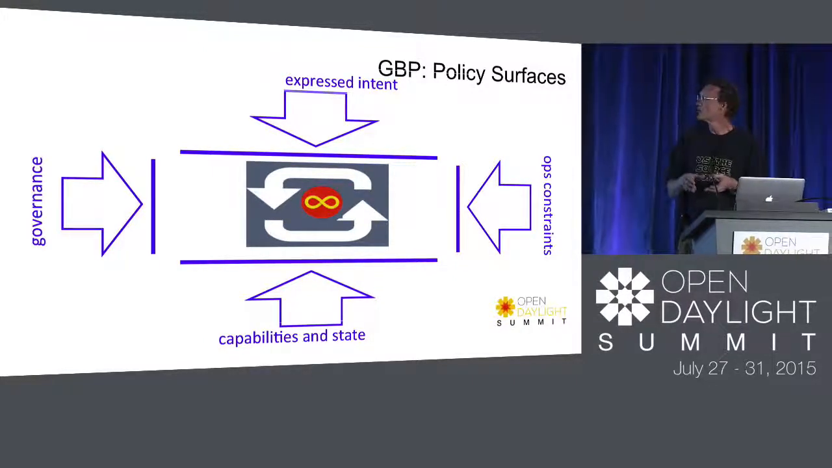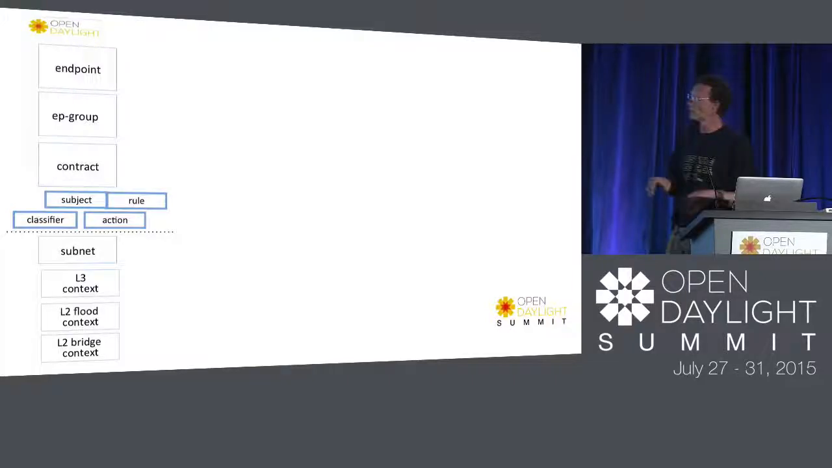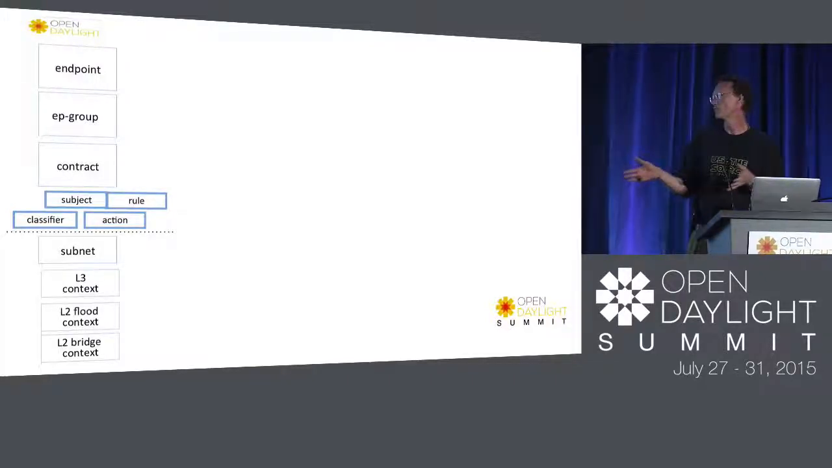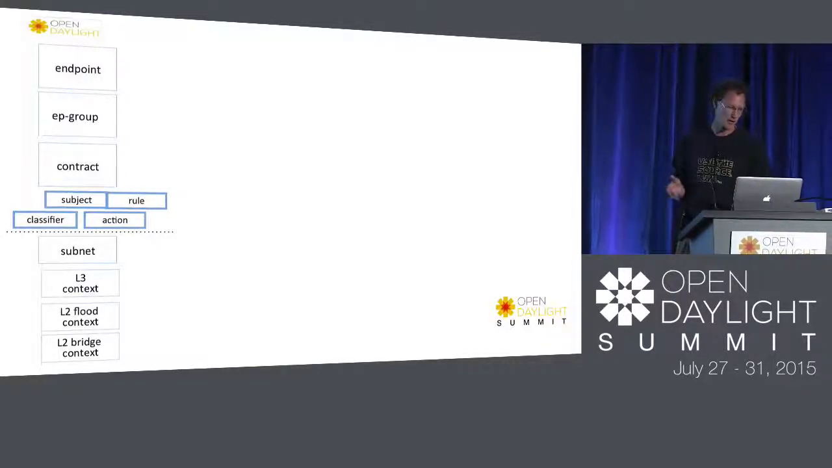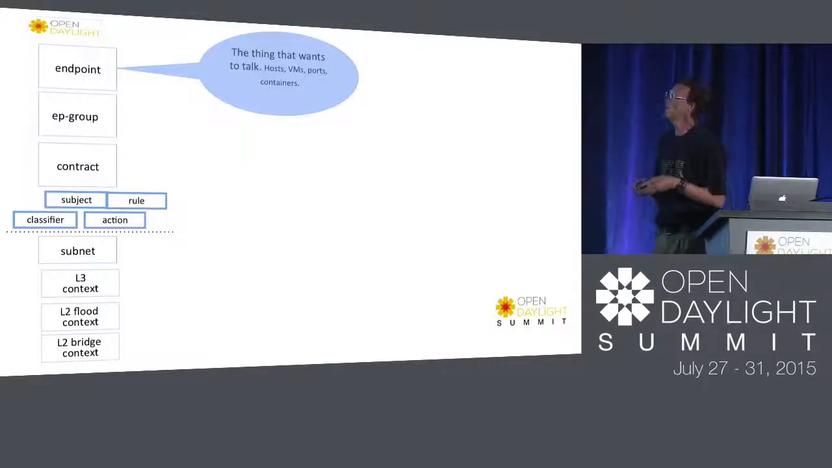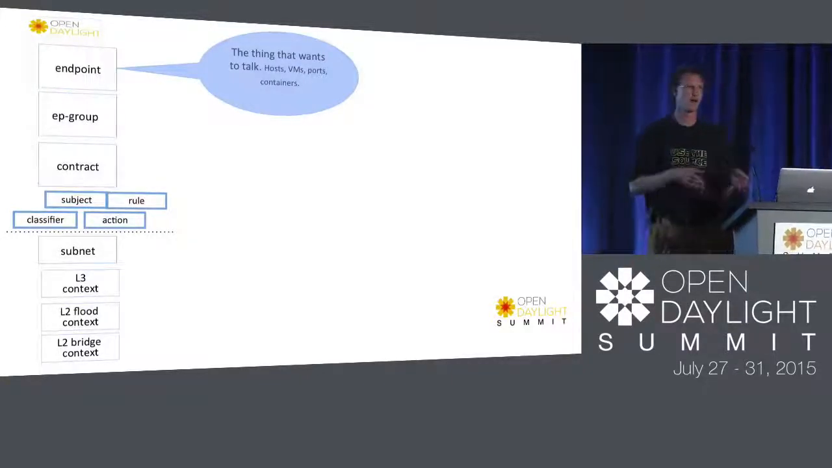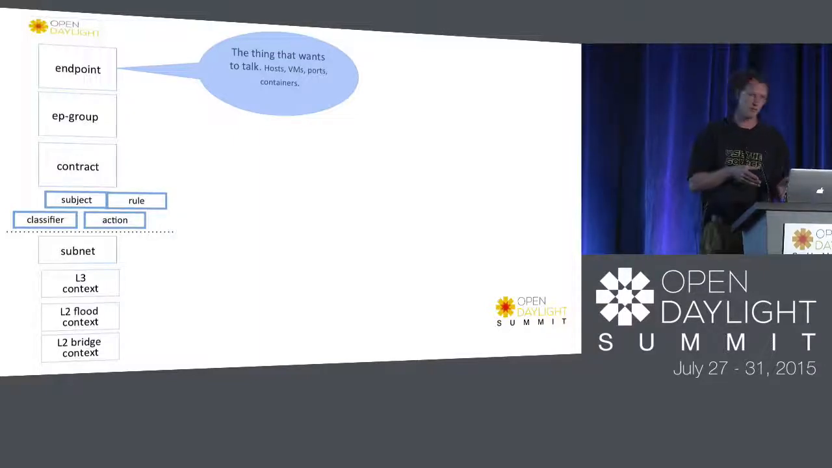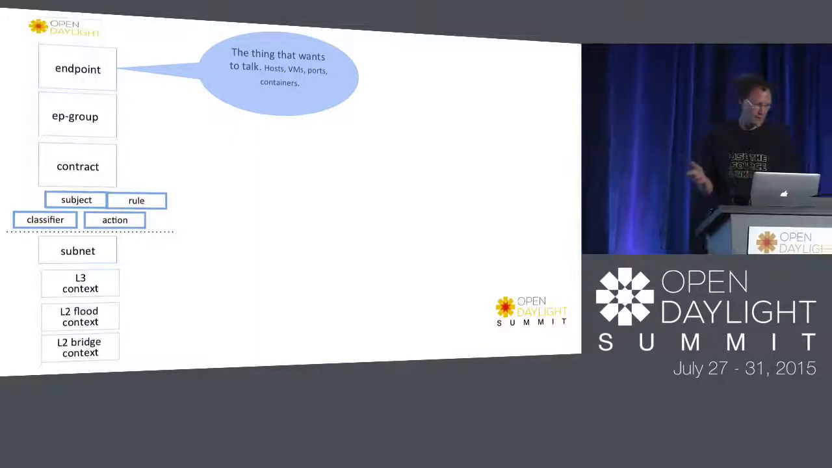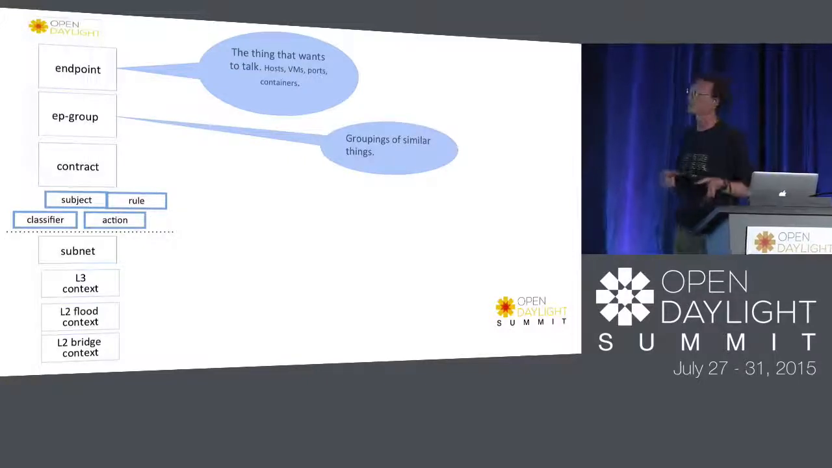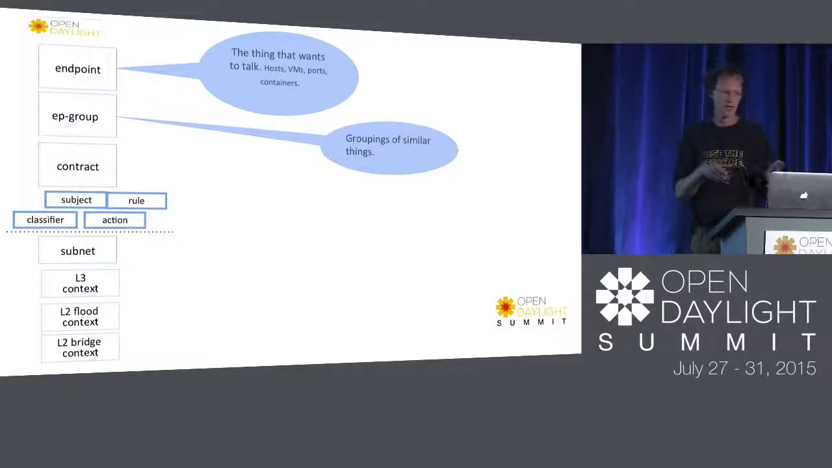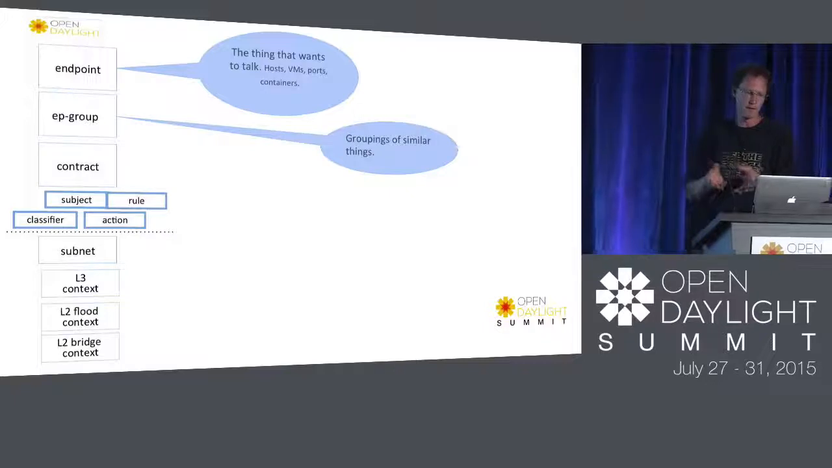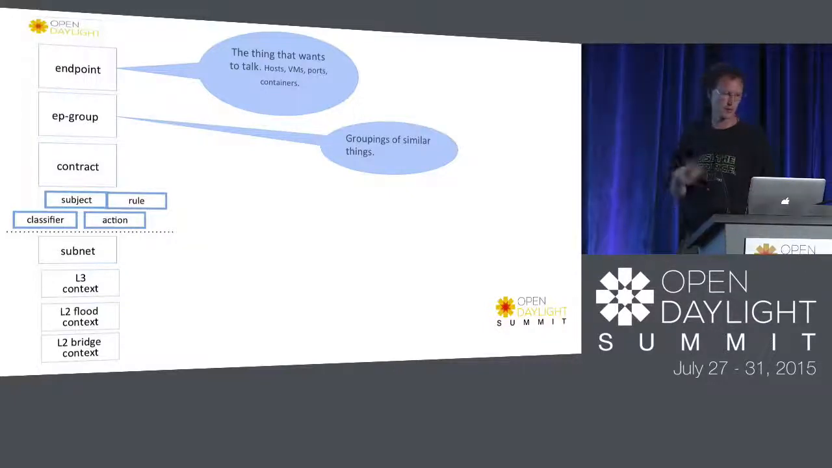I think I kind of covered the hierarchy of things, so let's just go into a bit of terminology around the model itself. So these are some of the terms that we have in group-based policy. And I'll go through each of these in a bit of detail. So an endpoint is the thing that wants to talk. It can be hosts, it can be VMs, it can be ports in the case of our neutron mapping. It could be containers. But fundamental to group-based policy, hence the name, is this notion of an endpoint group, or grouping of things, a grouping of similar things with similar requirements.